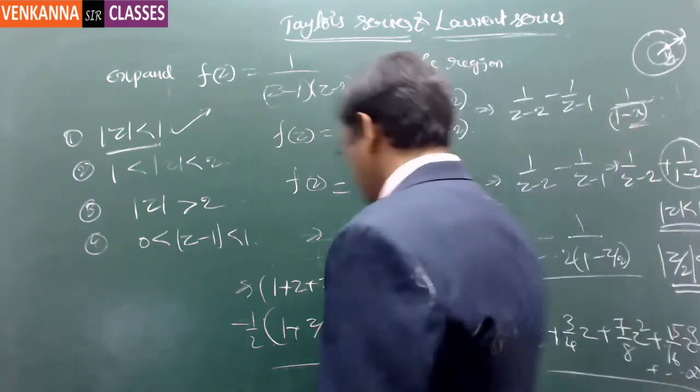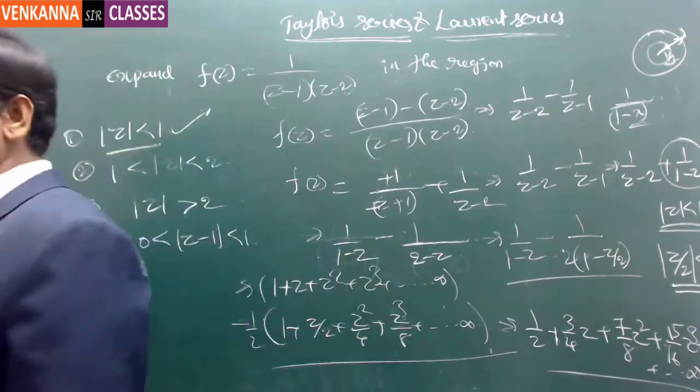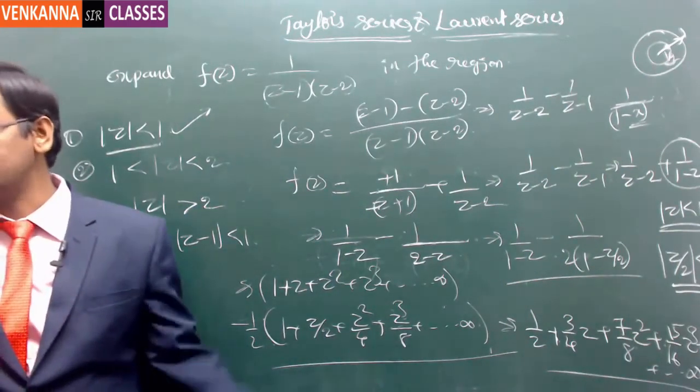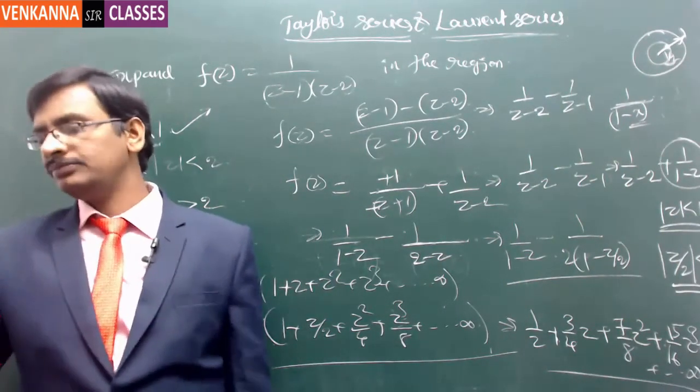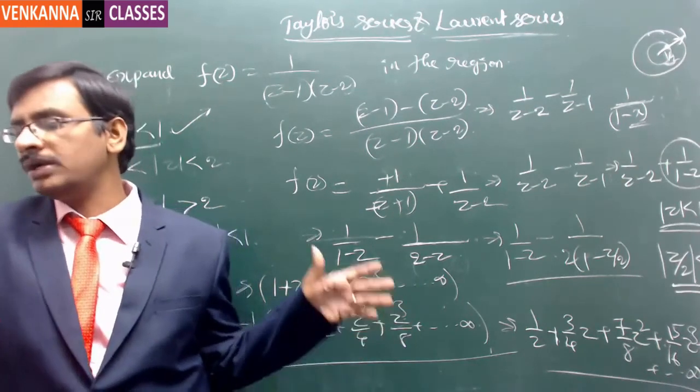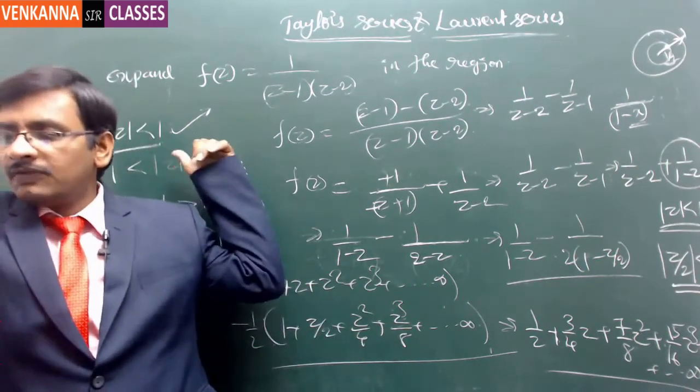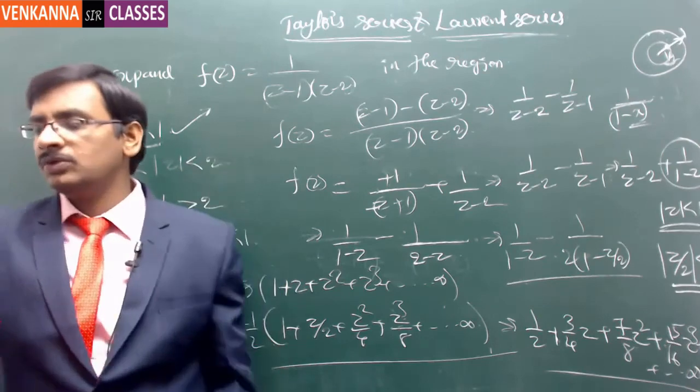If you notice, there are no negative powers of z in it. So that's why this is a Taylor series. Here, you are not going to get a Laurent series because the region of convergence is mod z less than 1, which is a circular region.